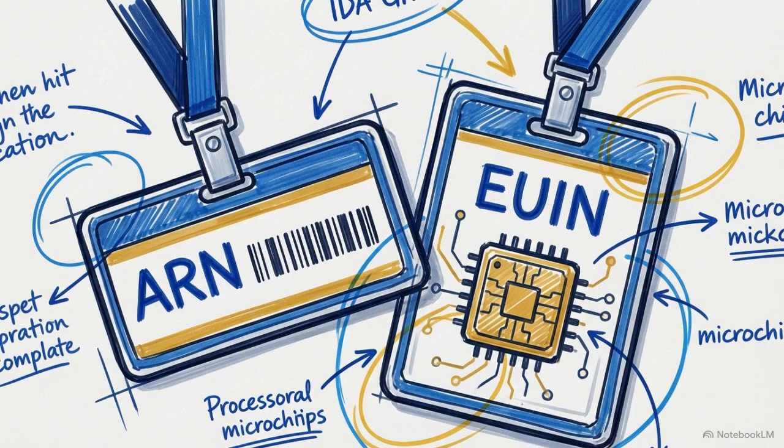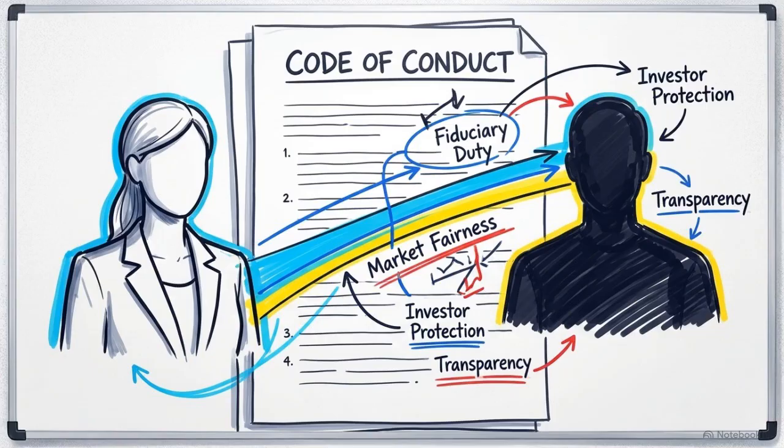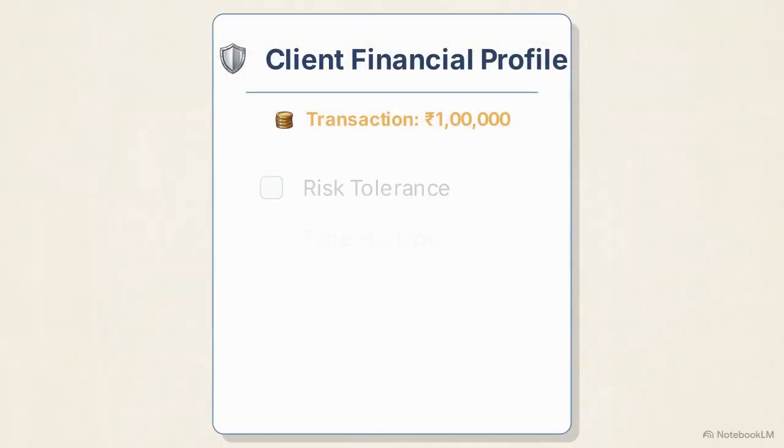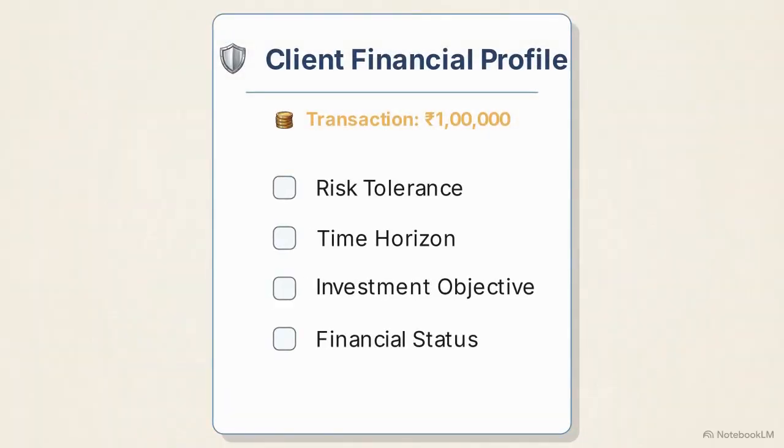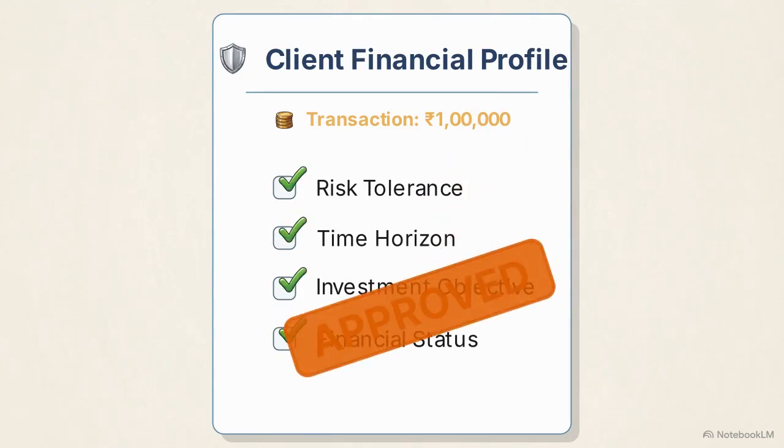To operate this gateway, a distributor must hold specific monitored credentials, an AMFI registration number, or ARN, and an Employee Unique Identification Number, or EUN. Holding these credentials legally binds the distributor to the AMFI Code of Conduct, establishing a fiduciary duty of care to the investor. Processing this initial 1 lakh rupee transaction depends on the distributor first proving that the chosen investment aligns with the client's financial suitability.